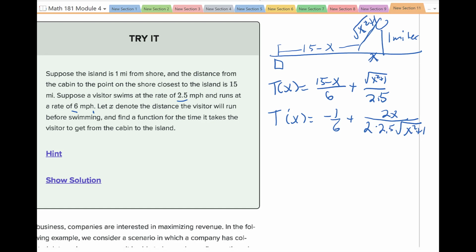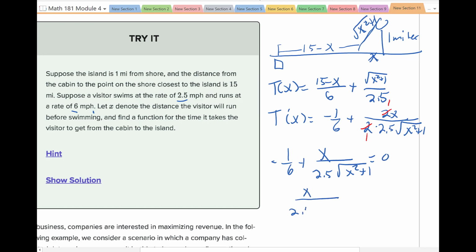That could be cleaned up a little bit. The 2's divide out. So negative 1/6 plus x over 2.5 times the square root of x squared plus 1 equals 0. I set it equal to 0. So x over 2.5 times the square root of x squared plus 1 equals 1/6.